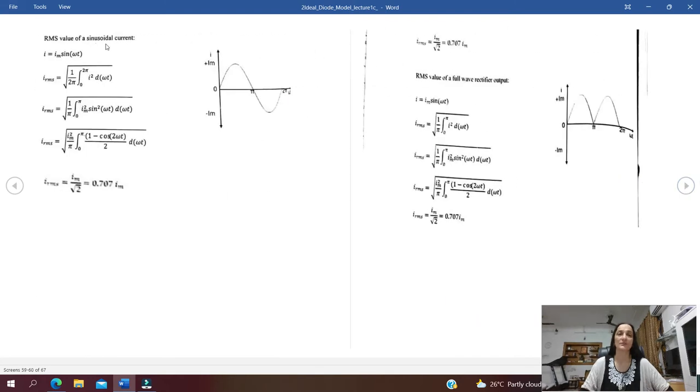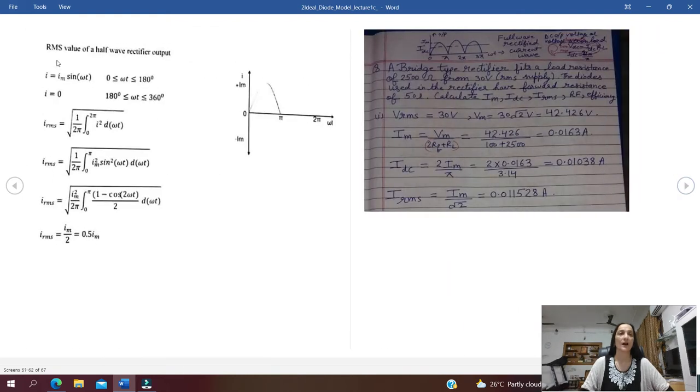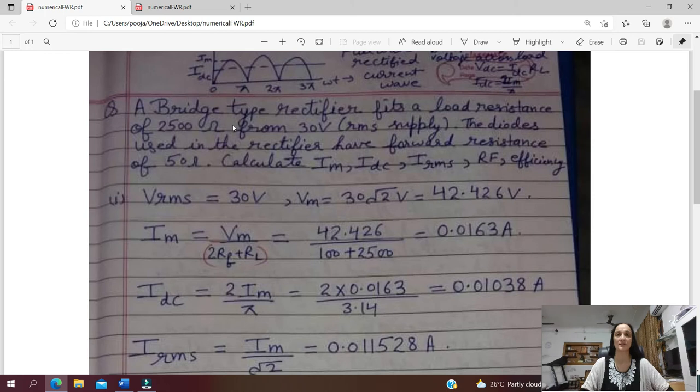Now, RMS value of sinusoidal current, this is the sinusoidal current. Its RMS value is Im by root 2. Peak value of this current divided by root 2. RMS value of a full wave rectifier output. This is the full wave rectifier output. Its RMS value is Im by root 2. Then RMS value of a half wave rectifier output. Its RMS value is Im by 2. Now we will solve this numerical.